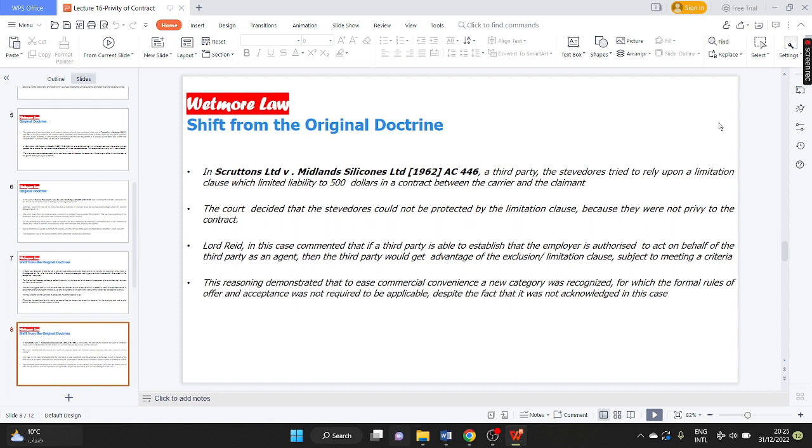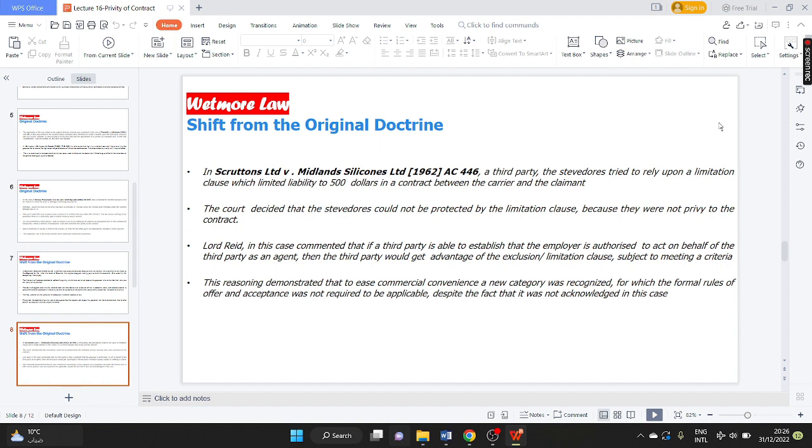In Scruton v Midland Silicones, a third party, the stevedores, tried to rely upon a limitation clause, which limited liability to $500 in a contract between the carrier and the claimant. The court decided that the stevedores could not be protected by the limitation clause because they were not privy to the contract.